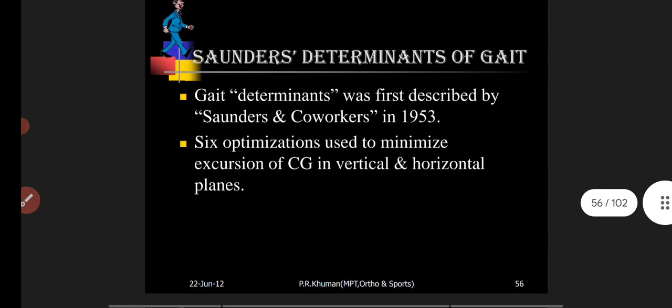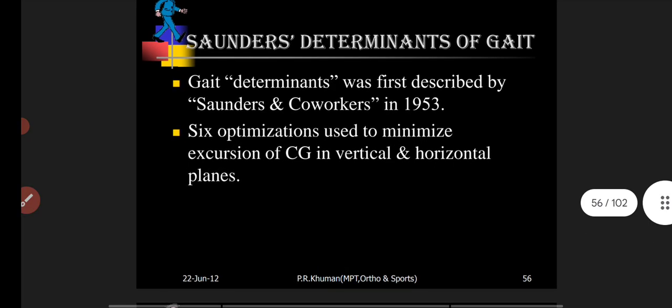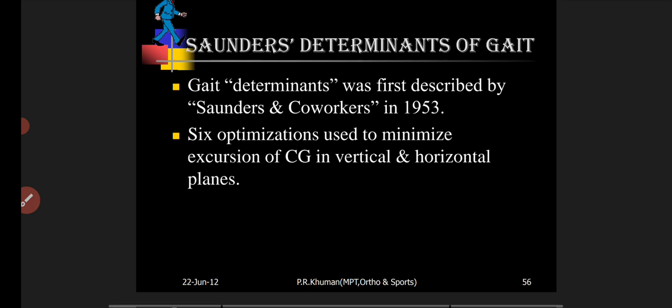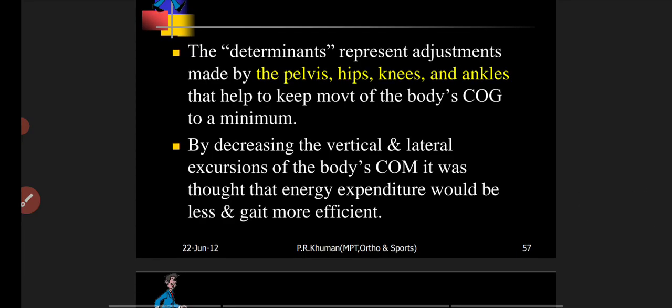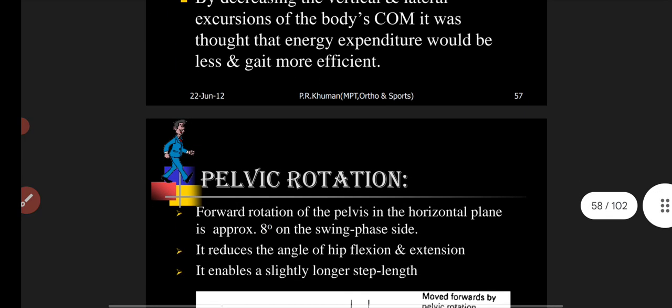Next important topic is the Saunders determinants of gait. The gait determinants were first described by Saunders and co-workers. Six optimizations used to minimize the excursion of the center of gravity in the horizontal and vertical planes are known as the determinants of gait. There are 6 determinants of gait. The determinants represent the adjustments made by the pelvis, hip, knee and ankles that help to keep movement of the body COG to a minimum by decreasing the vertical and lateral excursion of the body's center of mass. It was thought that energy expenditure would be less and walking more efficient.